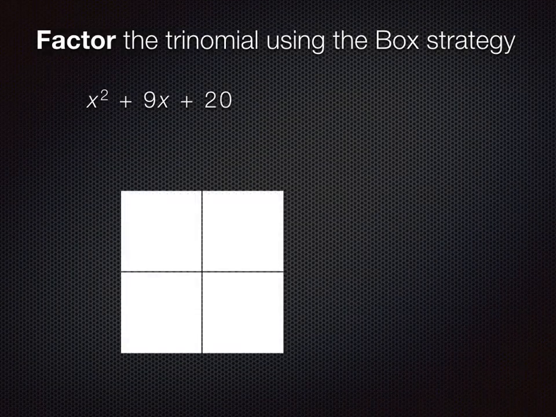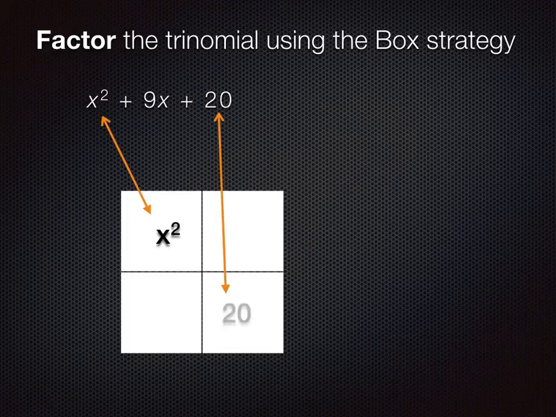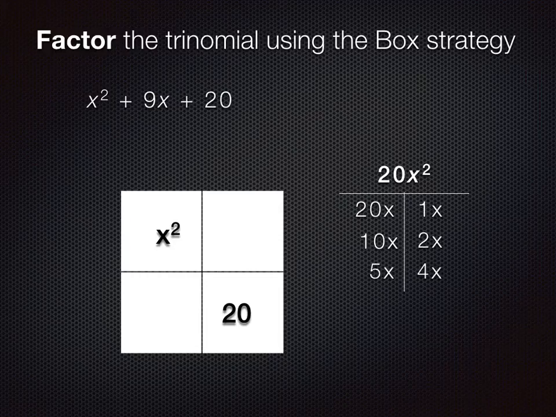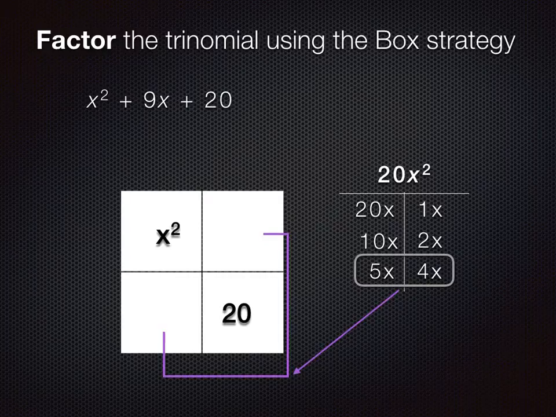So here's the trinomial. Remember, the x squared goes in the top left, the 20 goes in the bottom right. And then what we want to do is multiply 20 times x squared to give us 20x squared. And we want to think about what are the factors of 20x squared. And we're going to stop at the 5x and the 4x because those are the two that also add together to equal the middle term of the trinomial. So the 5x and the 4x go right there in any order.